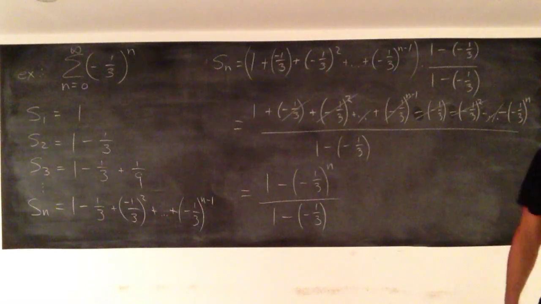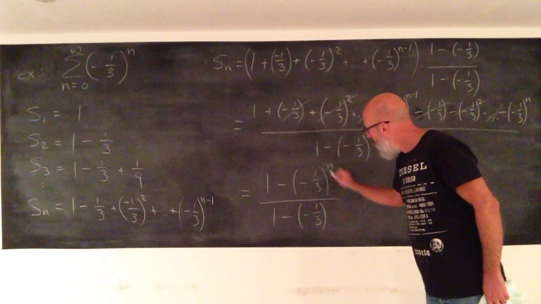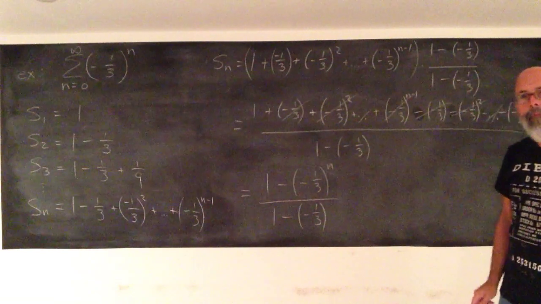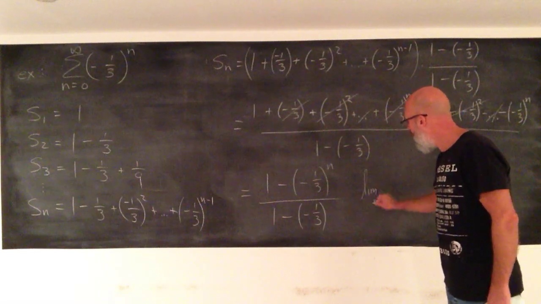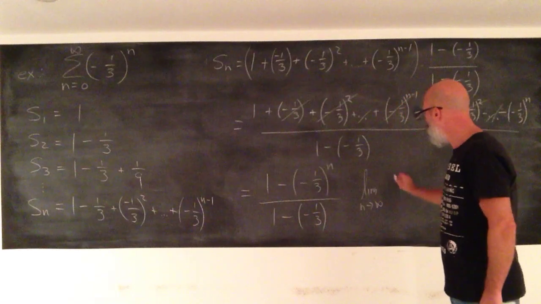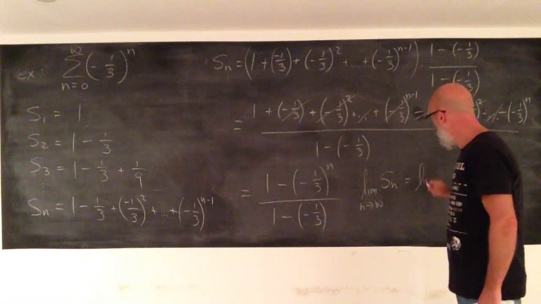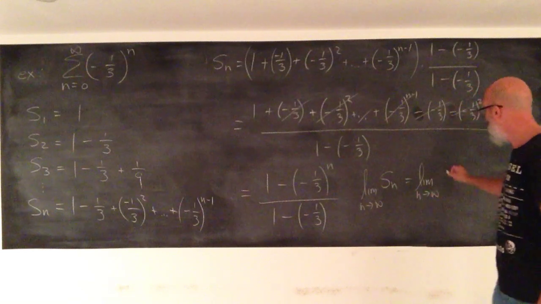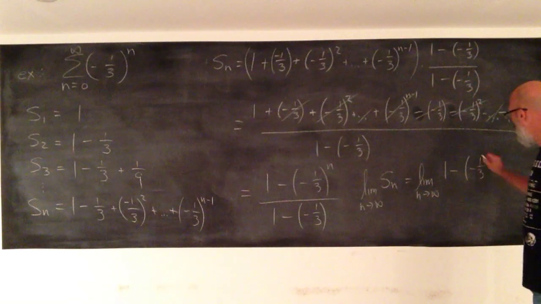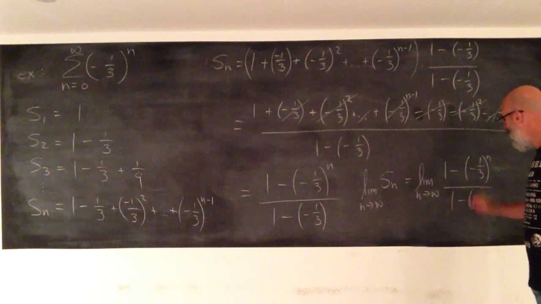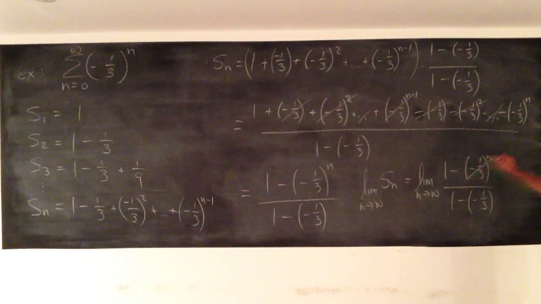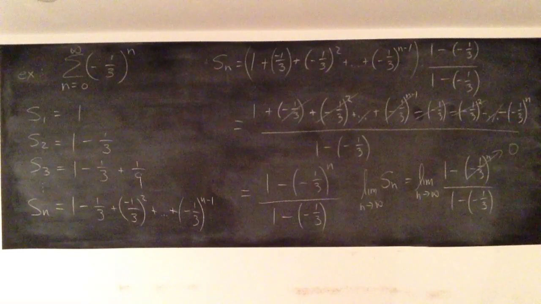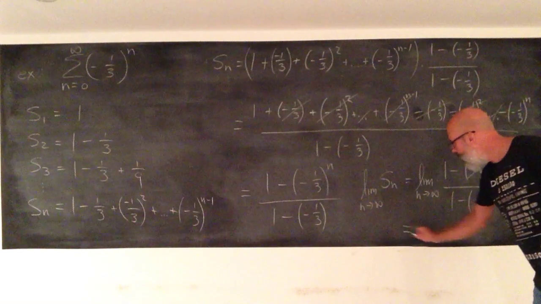And as n goes to infinity, again, this goes to 0, right? Because this is really... so if you look at the limit of Sn, which is 1 minus negative 1/3 to the n over 1 minus negative 1/3. The only thing that depends on n is this, and that's going to go to 0. You can prove that with relative ease, maybe using the squeeze theorem. I'll let you work that out.